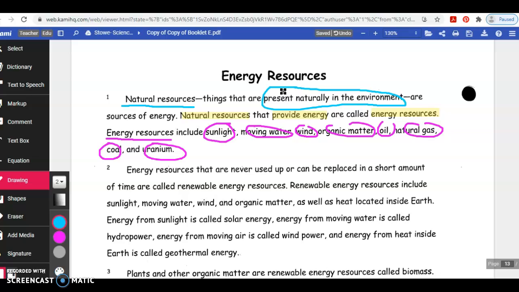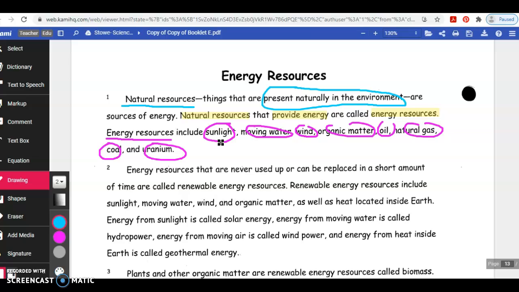And so what natural resources provide energy again? They're right here. You should have those circled. What are natural resources that provide energy called? Energy resources.